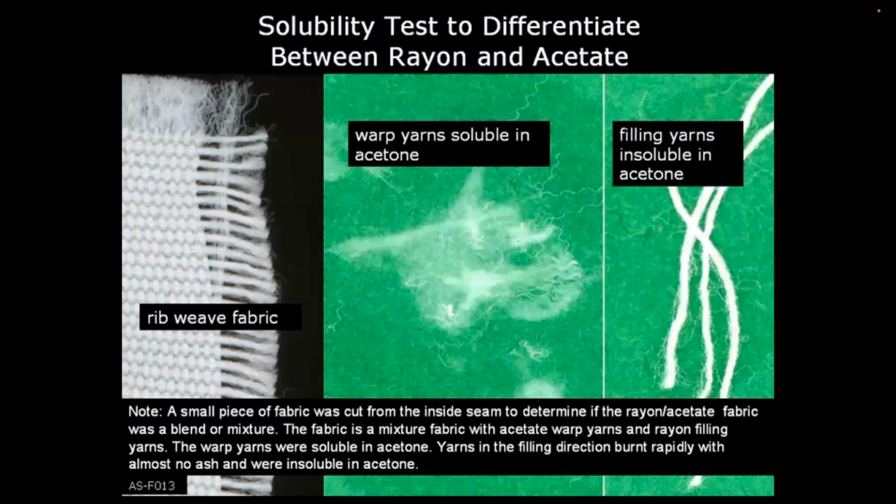So they are great. Now this fabric right here is made out of rayon and acetate. The warp yarns are soluble in acetone, which tells you that these yarns are acetate fibers. The yarns in the other direction were not dissolved. They put both of these in acetone, and you can see that the acetate dissolved, but the rayon just remained. So this is one way of identifying the kinds of fibers in a fabric.